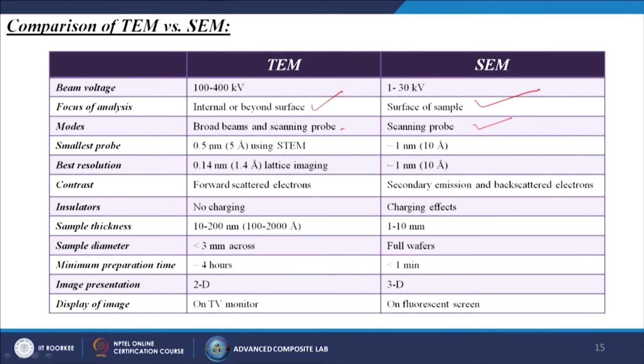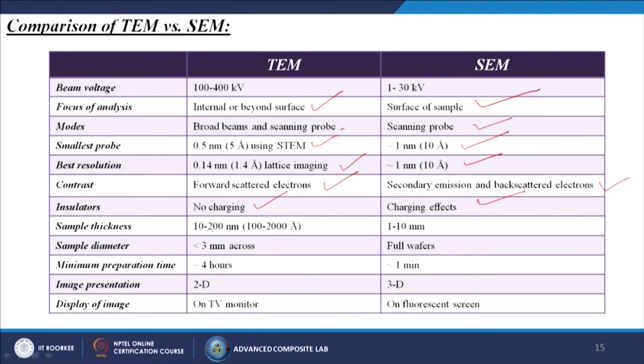Smallest probe, 0.5 nanometer, that means 5 angstrom; using STEM, it is more or less 1 nanometer, that means 10 angstrom. Best resolution, 0.14 nanometer, that means 1.4 angstrom lattice imaging; in this case it is more or less 1 nanometer, 10 angstrom. Contrast: forward scattered electrons; for SEM it is secondary emissions and the back scattered electrons. Insulators: here no charging, here are the charging effects.